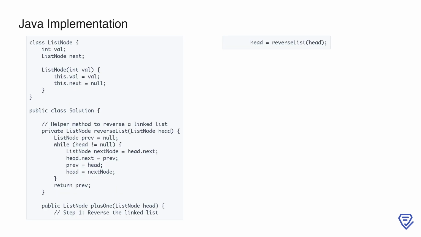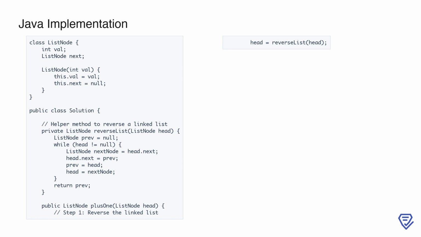Here, we start with the definition of the ListNode class, which represents a single node in the linked list. Each node contains an integer value, val, and a reference to the next node, next. The constructor initializes a node with a given value and sets next to null. Below that, we define the Solution class, which will house our methods.